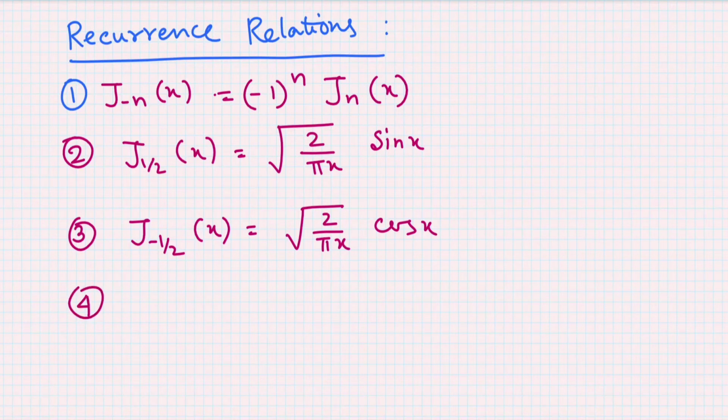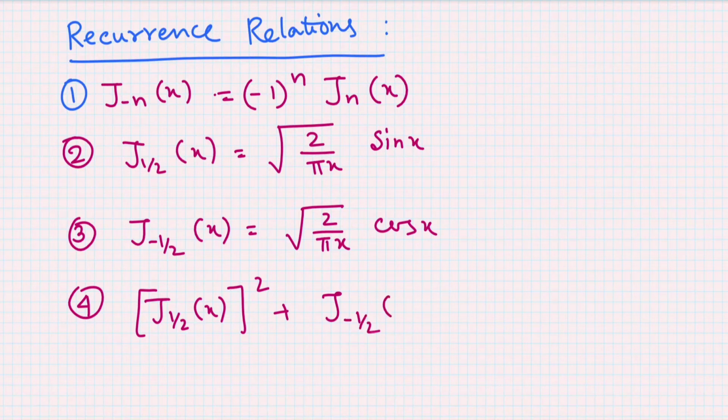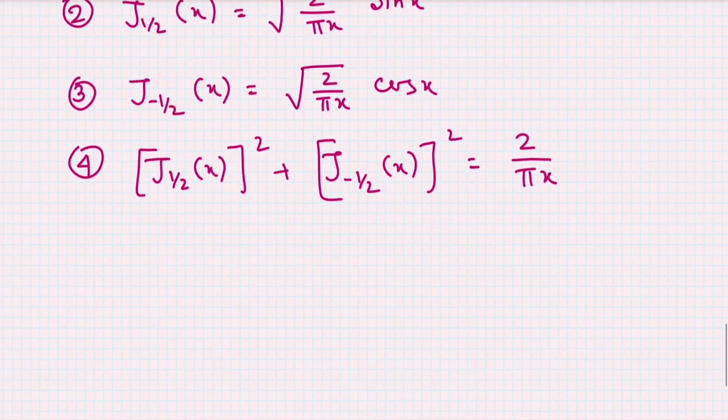Relation number 4, J half x square plus J minus half x square. This is equal to sin square x plus cos square x. This 2 by pi x square means 2 by pi x plus 2 by pi x, sin square x plus cos square x. So this gives simply 2 by pi x. These relations in GATE exams, directly questions come based on these relations.